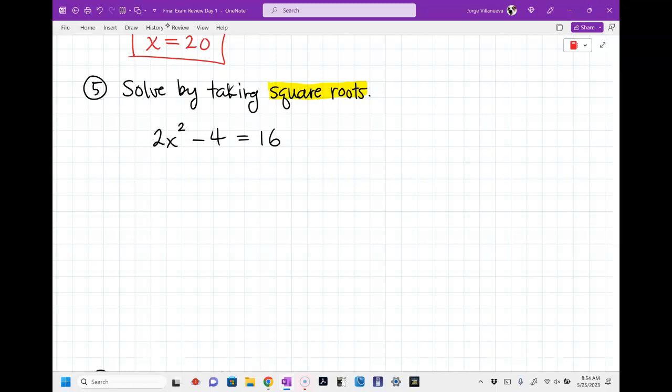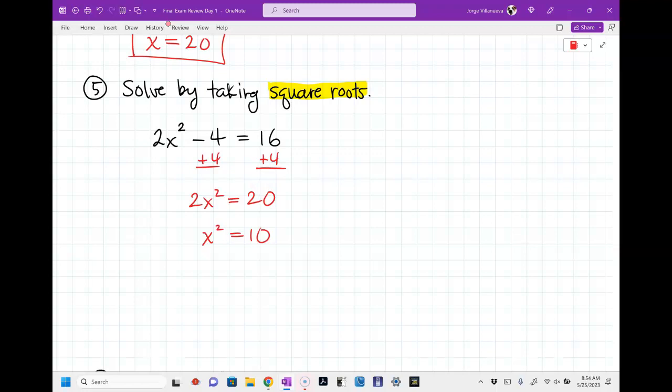So we got 2x squared minus 4 equals 16. In order to solve, we always want to try to get our variable by itself, right? So let's add 4 to both sides. That's 2x squared is equal to 20. We'll divide both sides by 2. If I divide both sides by 2, I get x squared equal to 10. And now is when I'm going to take square roots. I'm going to take square roots at this point.